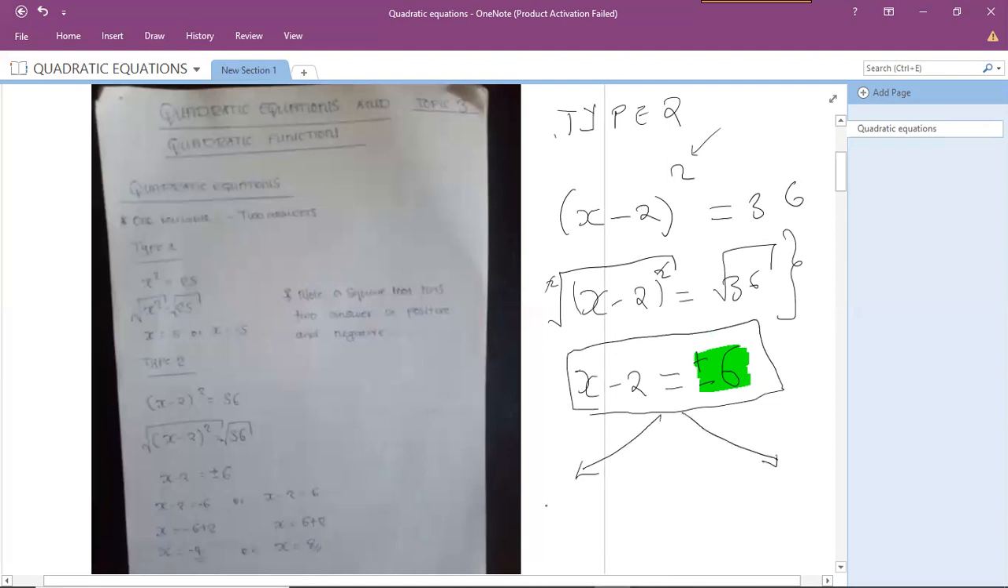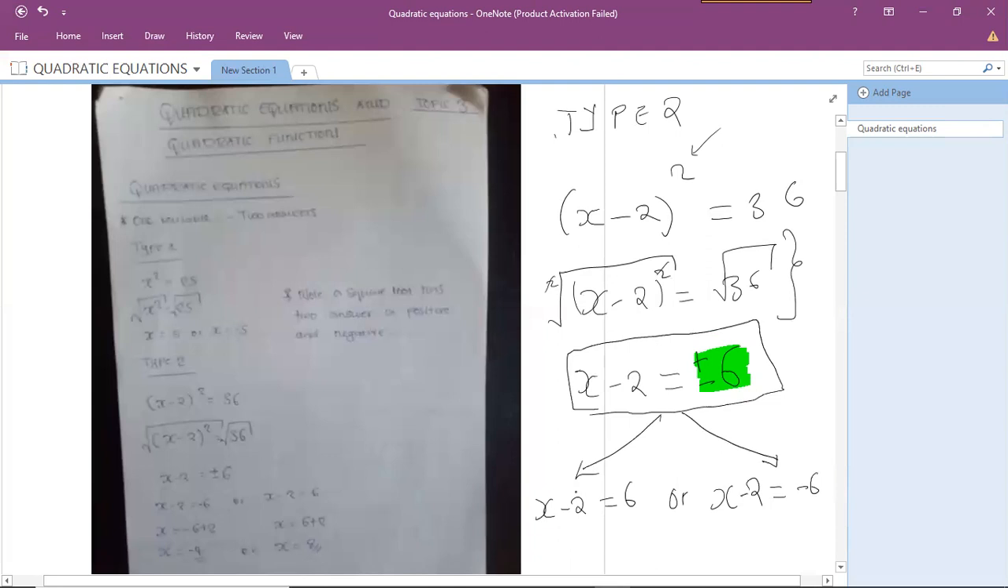It's either x minus 2 is equal to positive 6, the positive square root, or x minus 2 is equal to negative 6, the negative square root of 36. So you formed 2 equations there. So how do I solve this equation?